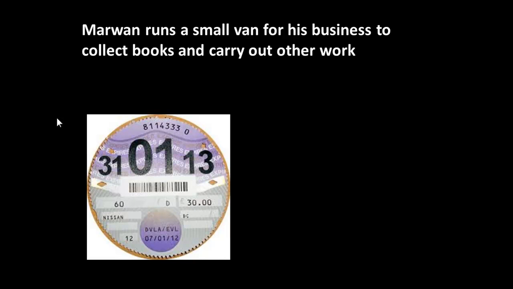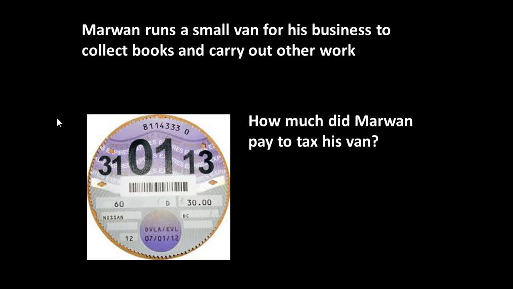Right, Marwin runs a small van, and he collects books with the van, and he carries out some other work with the van. So, there's his tax disc. What can you tell from this? The tax disc can be considered a document, if you like. And how much did Marwin pay to tax his van? Well, if you look again towards the centre on the right hand side, you will see the sum of £30 has been entered as the tax.